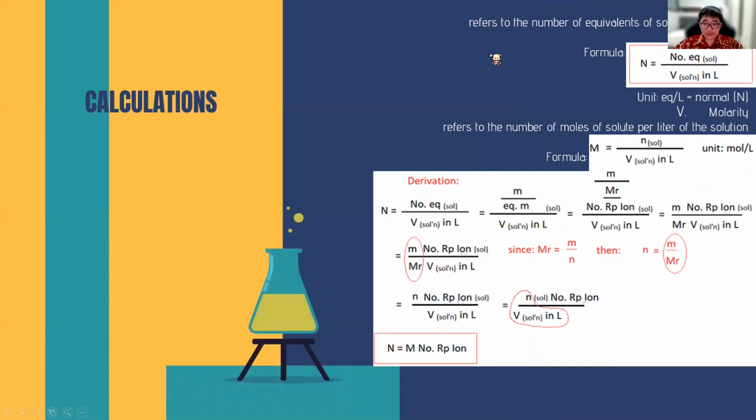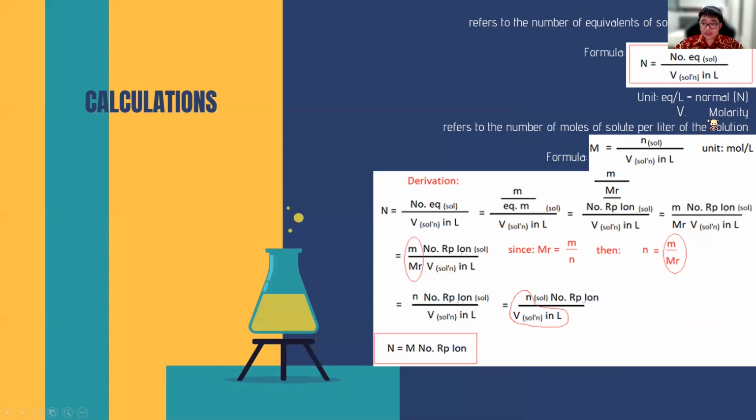For the fourth one, we have normality. The normality refers to the number of equivalents of solute per liter of solution. The formula for this is normality equals number of equivalents over the volume of solution in liters.